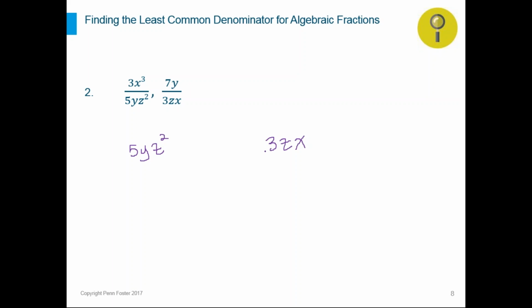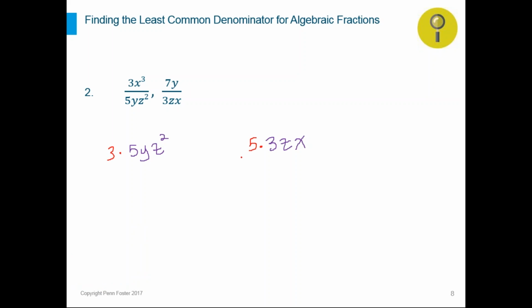So I'm going to look at the numbers. I have 5 and 3. 3 is not a multiple of 5. 5 is not a multiple of 3. So the only way that I'm going to make the number parts of my denominators the same is multiplying the first denominator times 3, the second denominator times 5. So both denominators will have a 15 on them. So I'm going to multiply times 3, but here I'm going to multiply times 5.